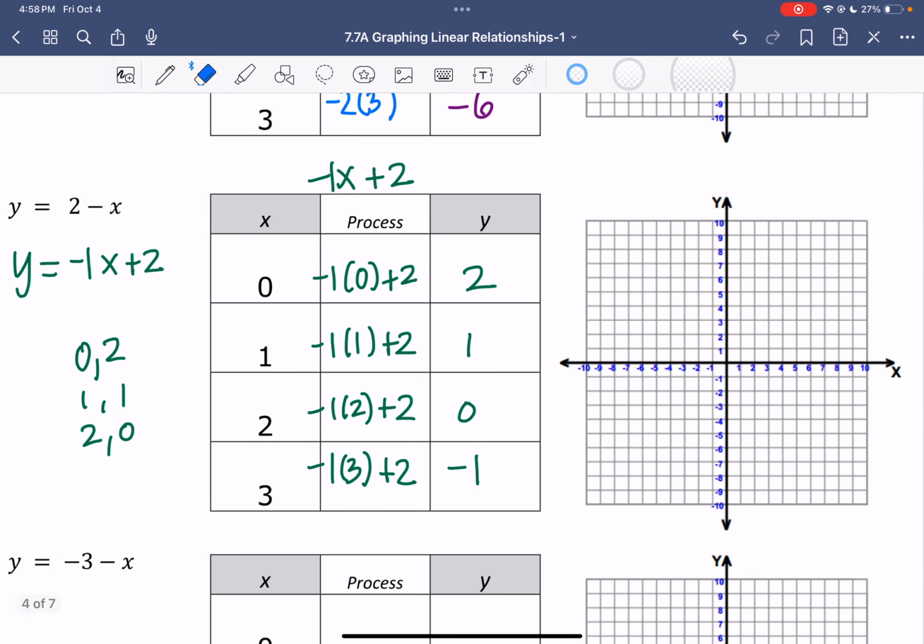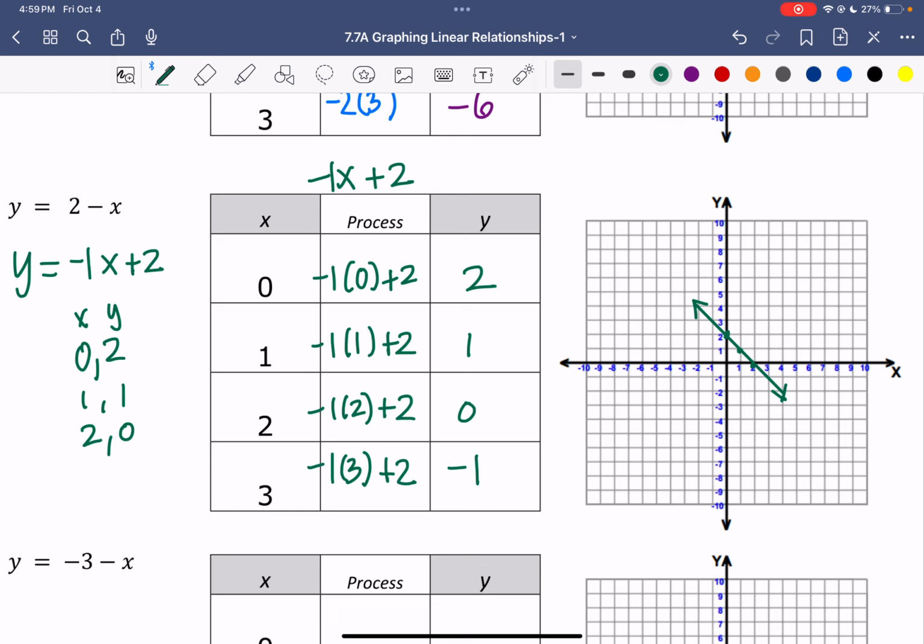These are my x values and my y. So my first ordered pair is 0, 2. The second ordered pair is 1, 1. And my final is 2, 0. And so when you graph it, you can see my rate of change is it's going down. It's a negative rate of change. So my vertical change was negative 1 and my horizontal change was 1.